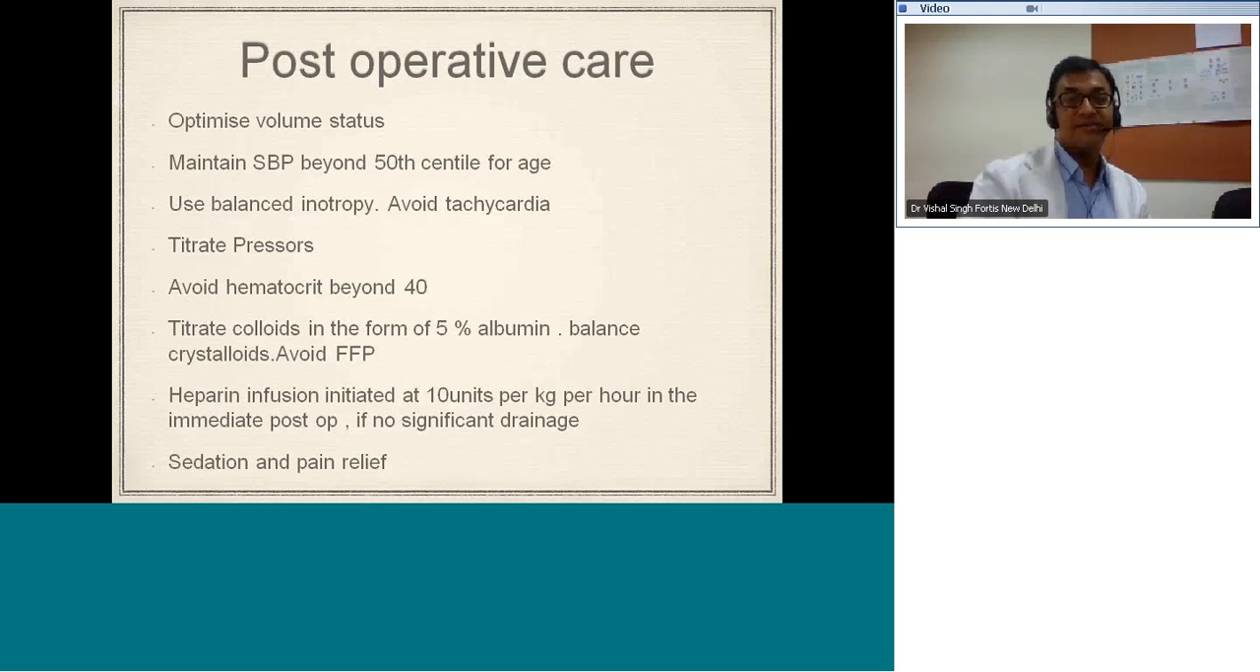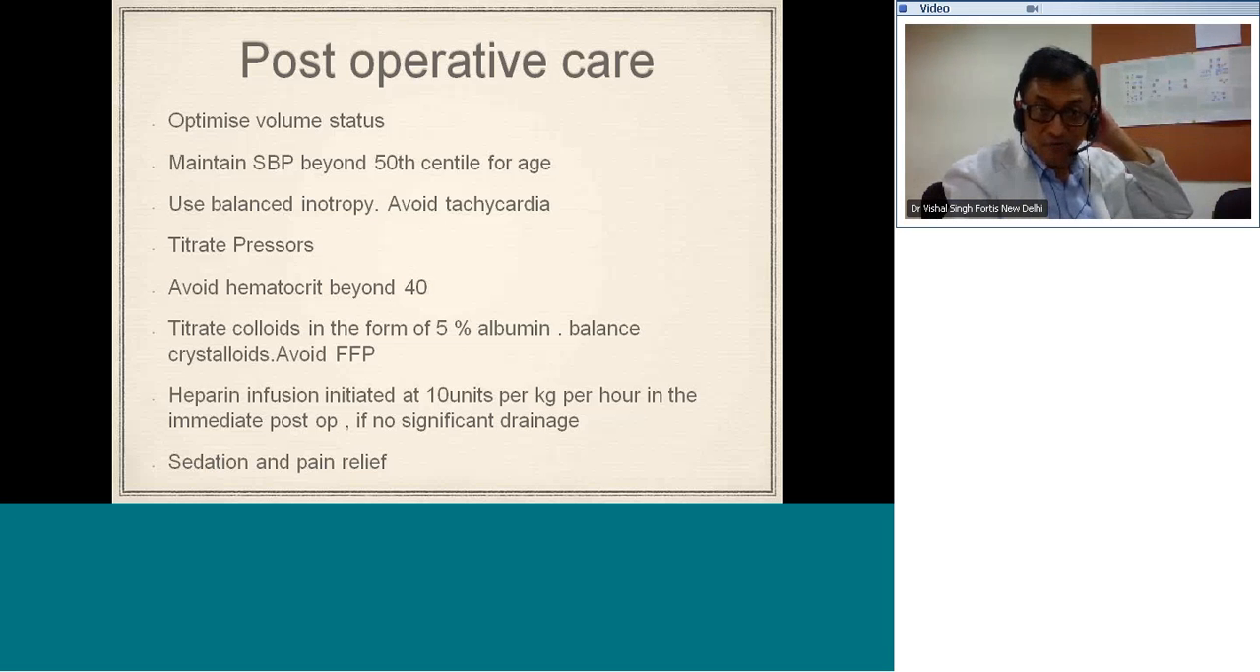Target SBP beyond the 50th centile for age, use balanced inotropy but avoid tachycardia. They usually come out with a combination of dobutamine plus or minus noradrenaline, dobutamine plus or minus vasopressin. That's the normal combination in our scenario, especially in neonatal patients with sepsis where there's an element of catecholamine resistance. You always use vasopressin. At least in our setups, we always use vasopressin in these scenarios.